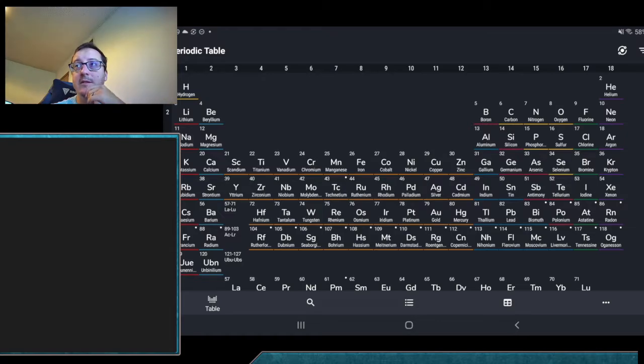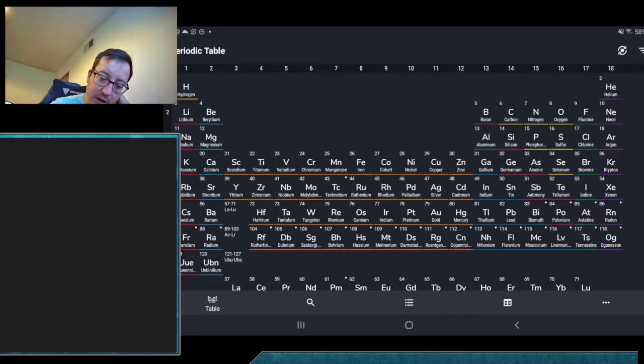Notice all of these things have a number. In this case, they're in the top left. Oh, good, I was right about iodine. We're going to see that number is the atomic number, and that tells us how many protons we have.